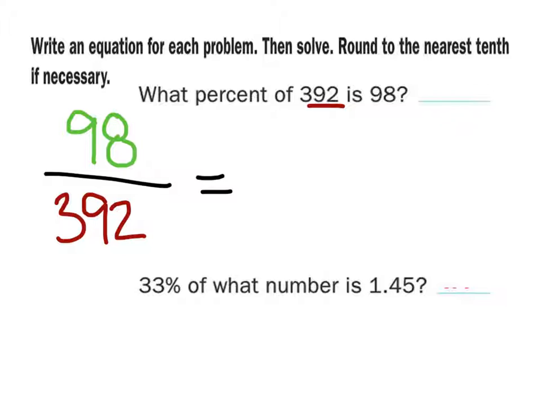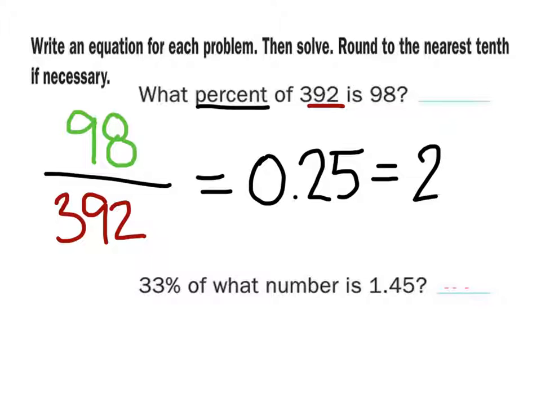In the calculator, what does it say? 0.25. But it wanted this as a percent, so 25%. Is there anyone here who does not know how to turn a decimal into a percent? Really? Everyone knows?